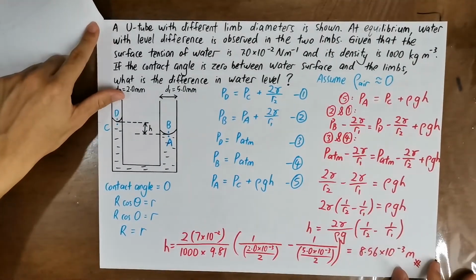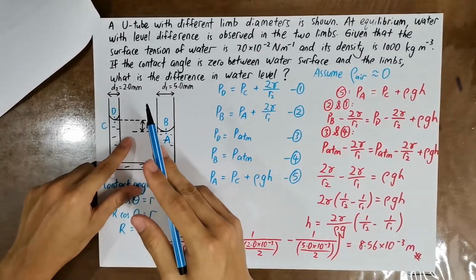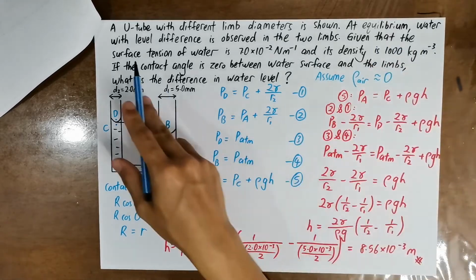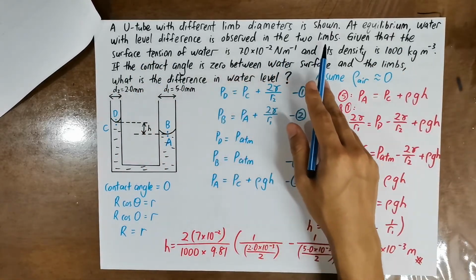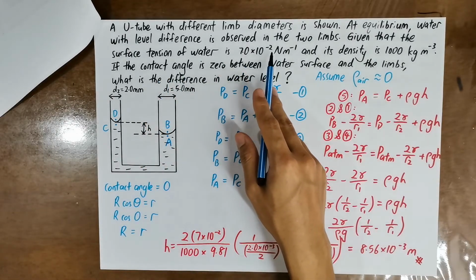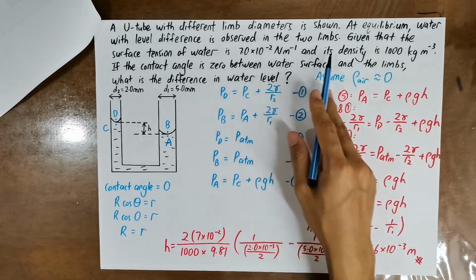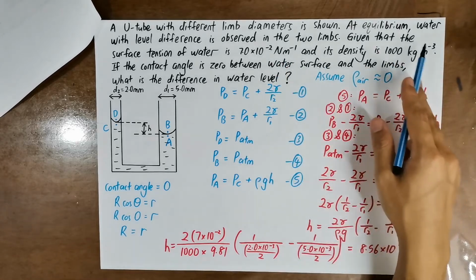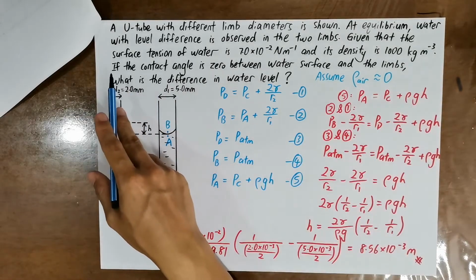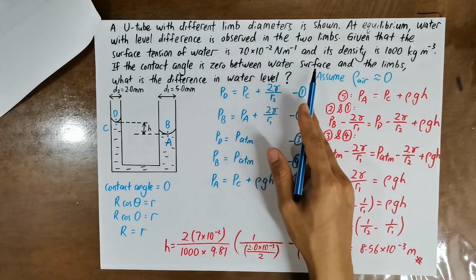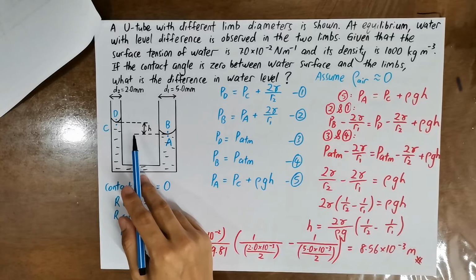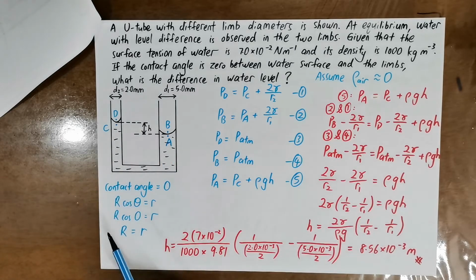So now let's do a question. A U-tube with different limb diameters is shown. At equilibrium, water with a level difference is observed in the 2 limbs. Given that the surface tension of water is 7 times 10 power negative 2 Newton per meter, and the density of the water is 1000 kilogram per meter cube. If the contact angle is 0 between the water surface and the limbs, what is the difference in the water level? So what is the H here? The difference in the water levels, okay.